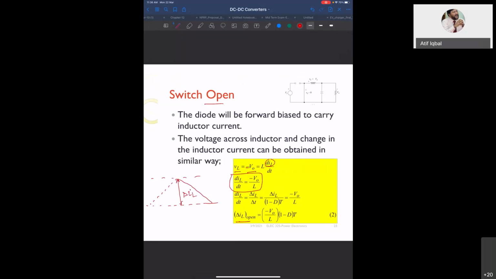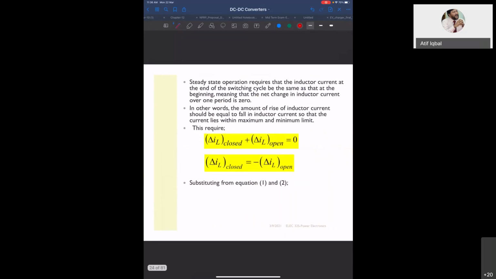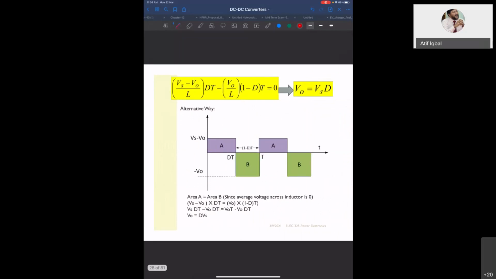So both delta IL should be the same under open condition and closed condition. So the open condition and closed condition, you should have the same ripple. Of course, one is going up, the other is coming down. Now, when you equate these two equations, you get V naught is equal to Vs into D. And this is the equation that governs the buck converter.